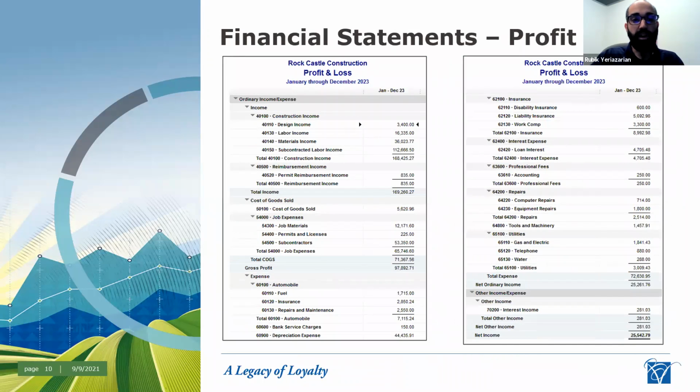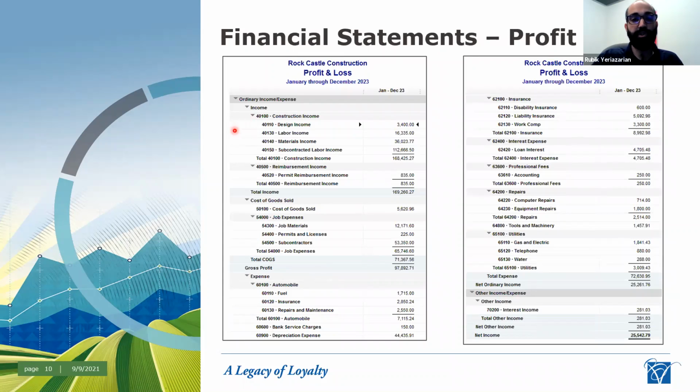So your profit and loss statement, similar, that's the second big financial statement that you'll see most often. You can see the income accounts here. Let me get the little laser pointer. So here's your income accounts here. And again, you can see that there's 4 different categories of construction income here, and then you still have separate reimbursement income in this sample company file.